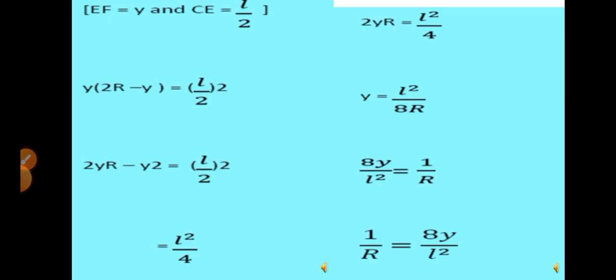So we can take 2YR minus Y square is equal to (L by 2) the whole square, so that's equal to L square by 4. Since Y is small, Y square can be neglected. So 2YR is equal to L square by 4. So Y is equal to L square by 8R. So we can cross multiply and take 1 by R is equal to 8Y by L square. So we can take the value of 1 by R.